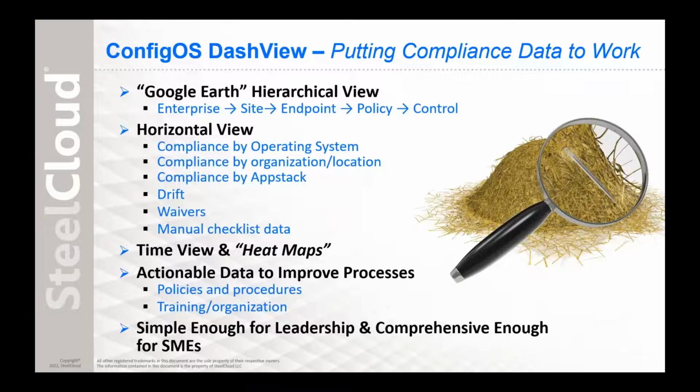Speaking of checklists, we also make all the manual checklist data available to the dashboard, stuff that had never been available before. So these are your manual controls, inherited controls, documentation, the things you can't scan or remediate for, we combine and provide into the dashboard. Certainly heat maps. So when we go to the Google Earth hierarchical view, one of the reasons you even go there is because you look at the heat map and you determine there's a problem.